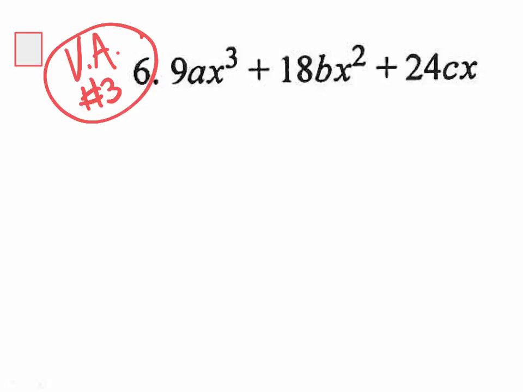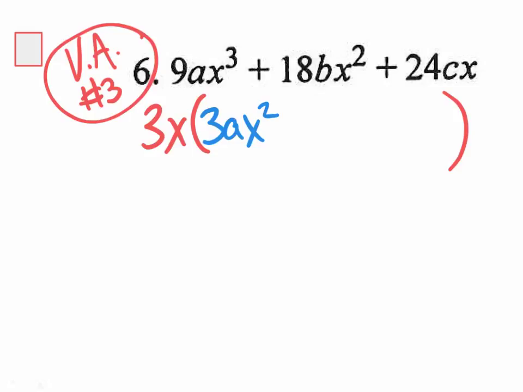So once again, is there anything to pull out from all terms? There's a 3 and also an x, okay? So let me put the parentheses, let me put a 3x out here. What would be left on the inside? 3x times what gets us a 9ax to the third? 3ax squared, okay? And how about the middle term? When I go 3x times what will give me a 18bx squared? That'd be a positive 6bx, right? And last but not least, 3x times what would give us a 24cx? Plus 8c, because 3 times 8 is 24.